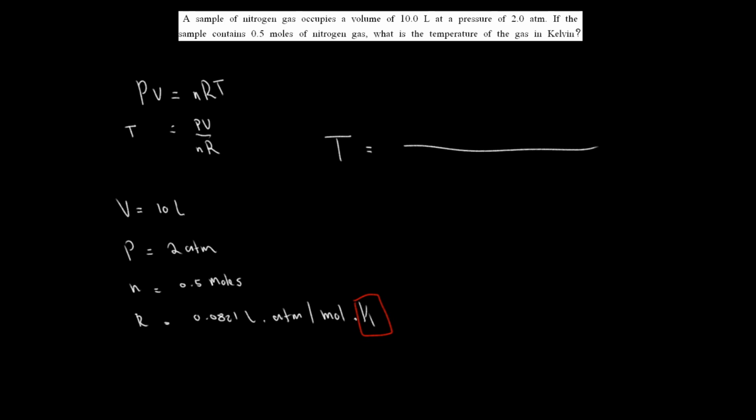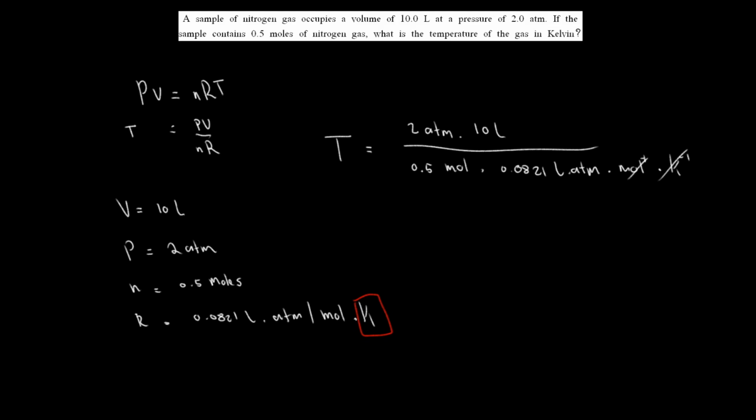Okay, so pressure is 2 atmosphere. We're going to multiply this with the 10 liters of volume. We have 0.5 mol. And we're going to multiply this with our ideal gas constant, which is 0.0821 liters times atmosphere. And now I'm going to swap from my numerator to my denominator by changing my symbols. So we have mole to the power of -1, times Kelvin to the power of -1.